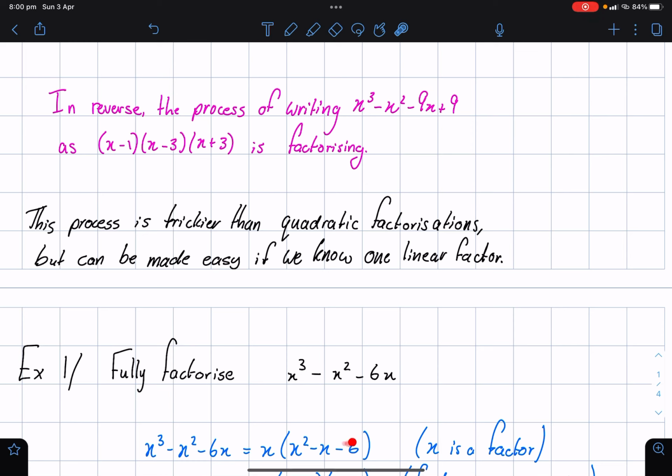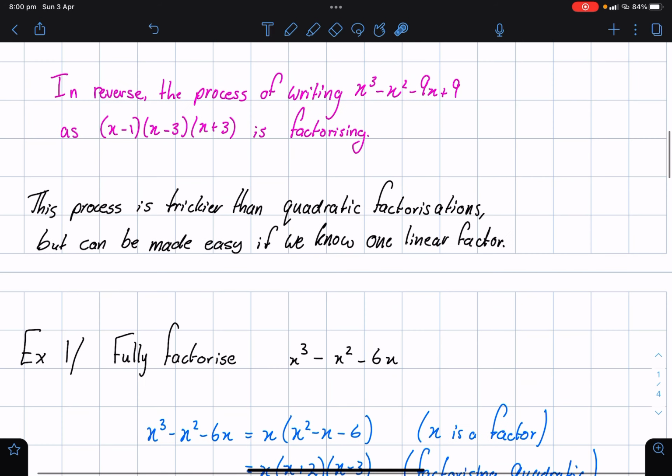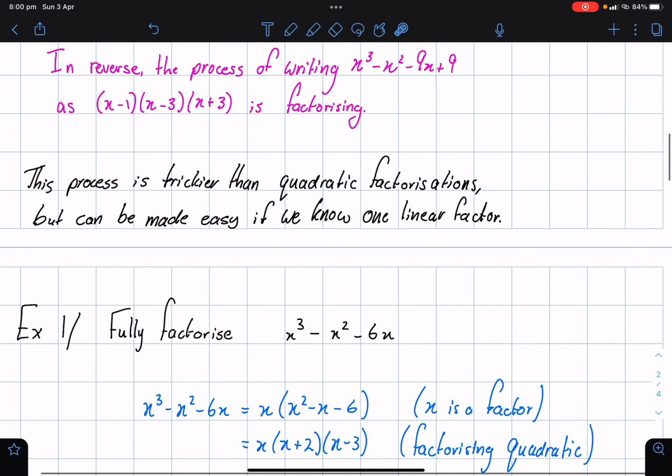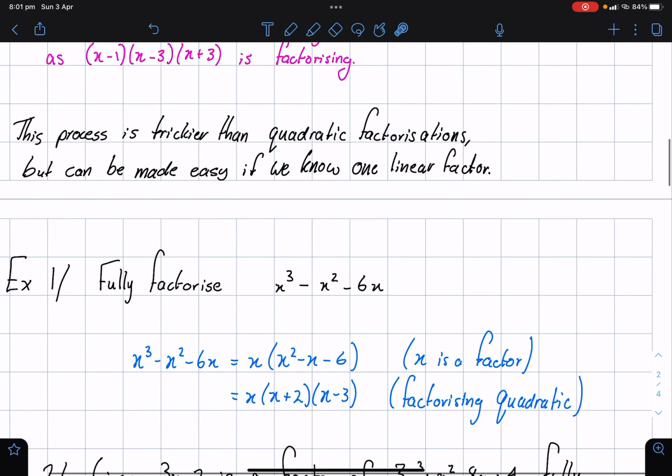And then we're just left with a quadratic in here. We know how to deal with quadratics. We've been factorising quadratics for a while now. So we're going to use sums and products on this, and we're going to end up with x multiplied by x plus 2 times x take 3. So we've still got 3 linear factors. x by itself is a linear factor, but see how we've got 3 linear factors. So this is x cubed take x squared take 6x all factorised. It's fully factorised in that form.